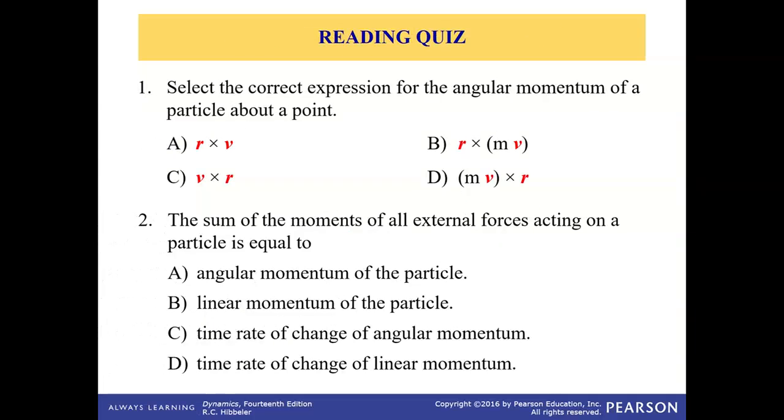Let's look at this reading quiz. Select the correct expression for angular momentum of a particle about a point. So you know that equation, the correct answer is r cross mv, option B.